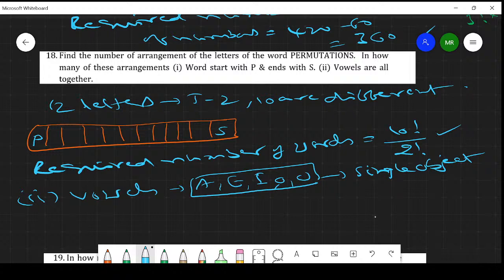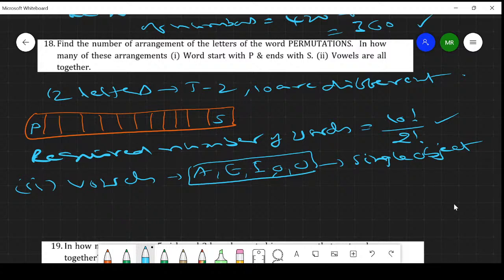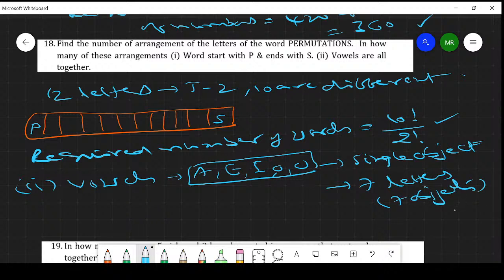The remaining letters, how many do we have? Observe here, when I have taken a single object, the remaining 7 letters will be there. In the 7 letters, T repeats twice. The remaining 7 letters are considered 7 objects. In the 7 objects, T comes twice.